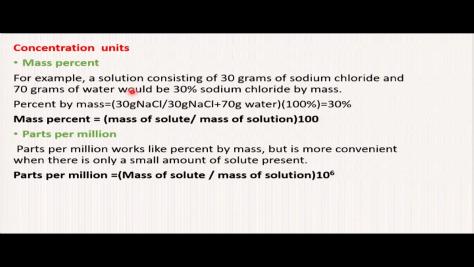So we have what we call mass percentage. And what do we mean by mass percentage? For example, you have 30 grams of sodium chloride. Sodium chloride is the table salt, you know. And then you add 70 grams of water. So the water is also expressed in terms of mass. Assuming the water is pure and the density is 1 gram per centimeter cubed, then the mass of water will also be 70.